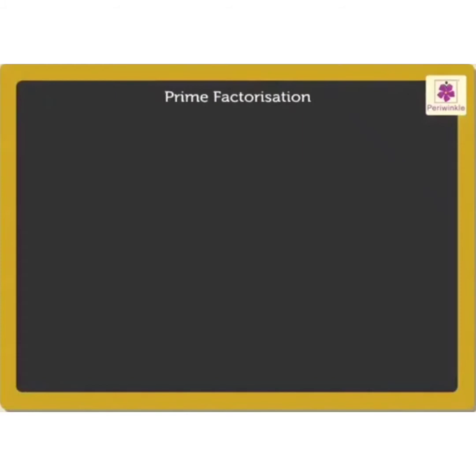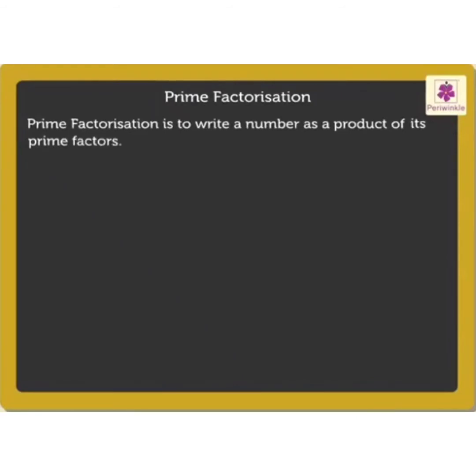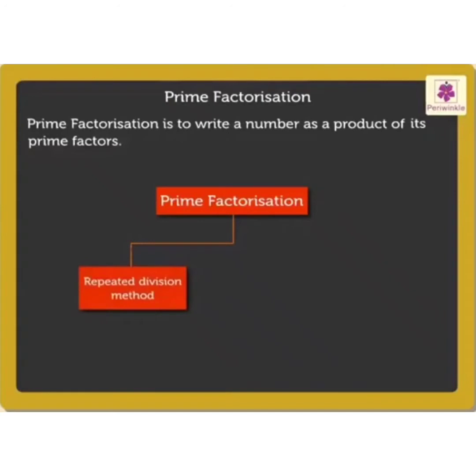Now we shall learn about prime factorization. What is prime factorization? Prime factorization is to write a number as a product of its prime factors. There are two methods to find the prime factorization of a given number. 1. Prime factorization by repeated division method. 2. Prime factorization by building a factor tree. Let us learn them one by one.